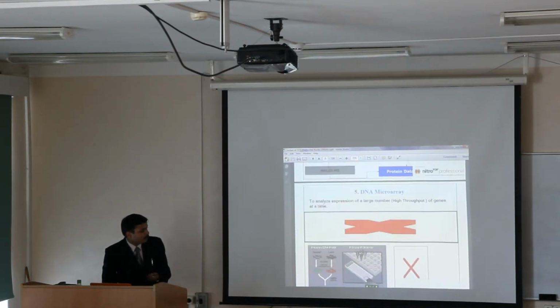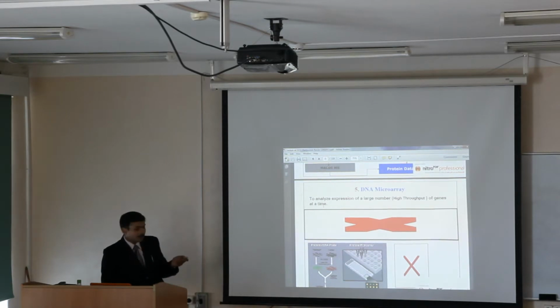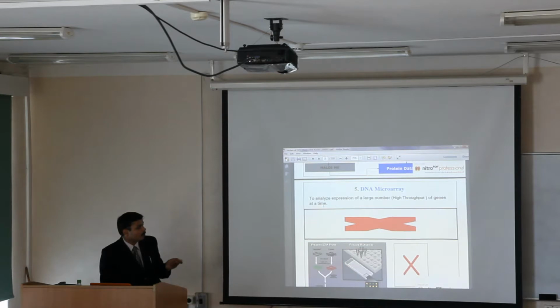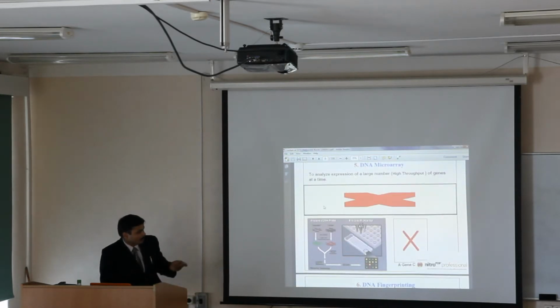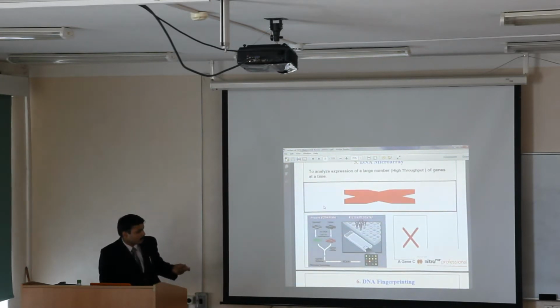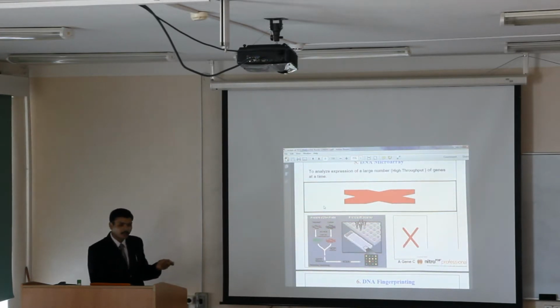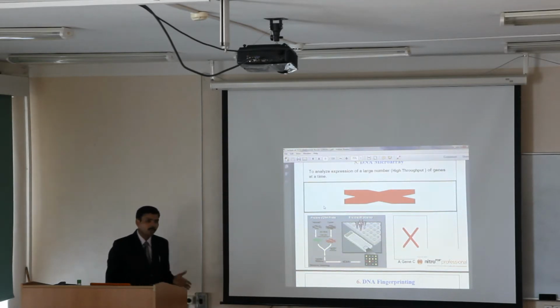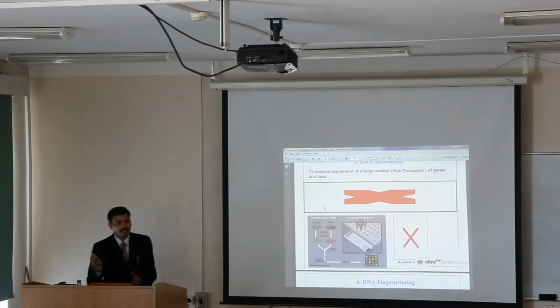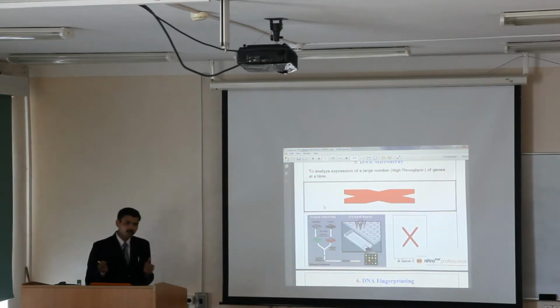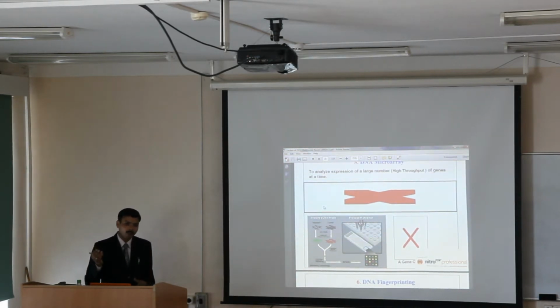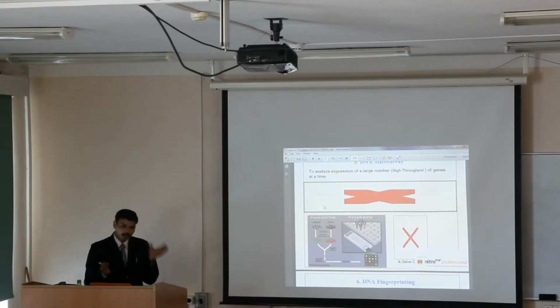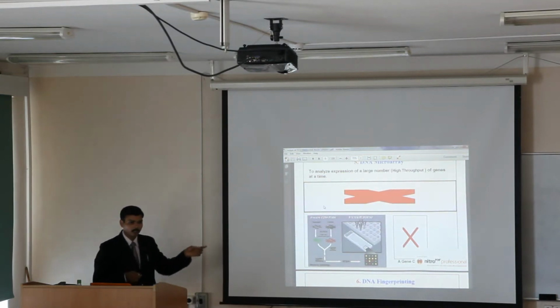The next is the DNA microarray. This technique is used to analyze the expression of a large number of genes at a time. This is the schematic layout of the microarray, which contains normal and tumor samples. Suppose we have two patients, one a normal person and another a cancer patient. If we want to study a number of genes from a cancer patient and a normal person, we can use this technique.